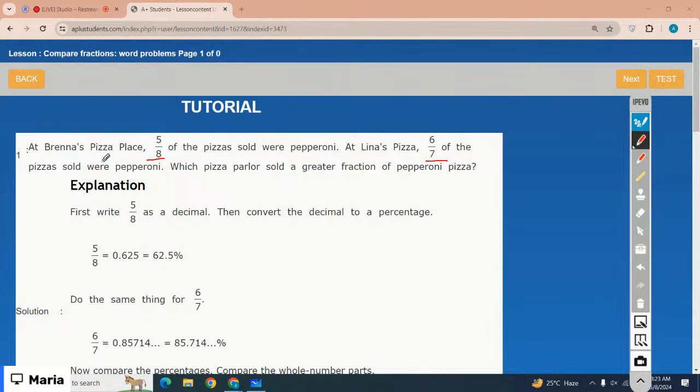The easiest way to compare is to convert the fraction to a percentage, right? How do we convert? 5 by 8 means divide 5 by 8 and multiply by 100. The answer is 62.5%. That's for 5 by 8. Now do the same for 6 by 7. Divide 6 by 7 and multiply by 100. That's 85.714. Now compare the percentages. Obviously 85 is greater. That means 6 by 7 is greater than 5 over 8. Right? That is the way to compare the fractions. Convert them into the percentage form.